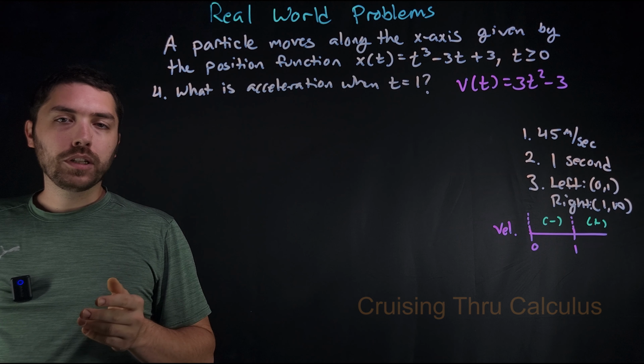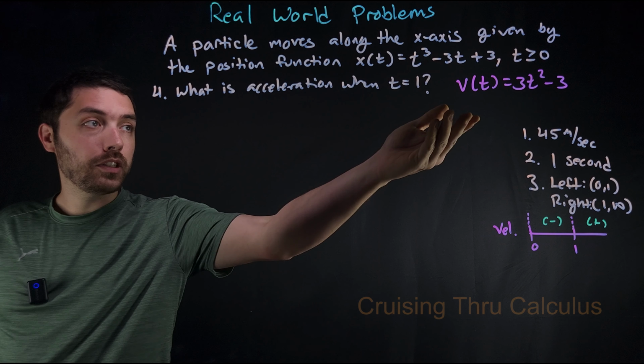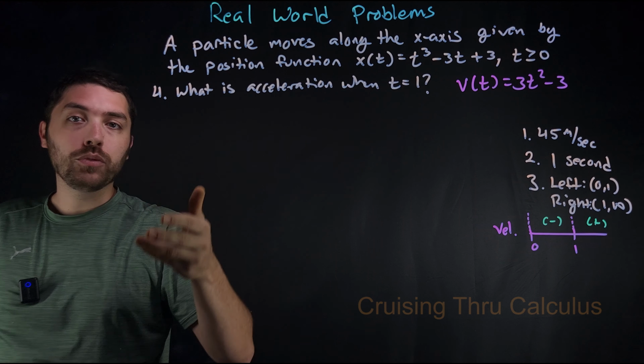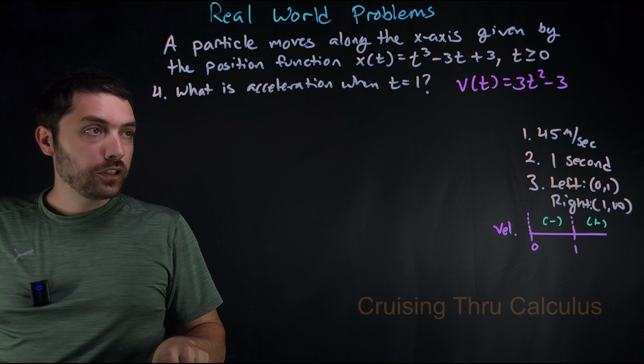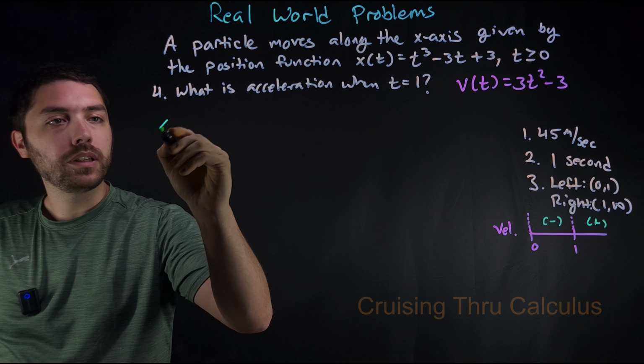Well, in order to find acceleration, we start with our position function, and we find the derivative, which gives us velocity. And once we have velocity, we can find the derivative, and that'll give us acceleration. So let's go ahead and find the derivative of this over here, and that will give us acceleration.